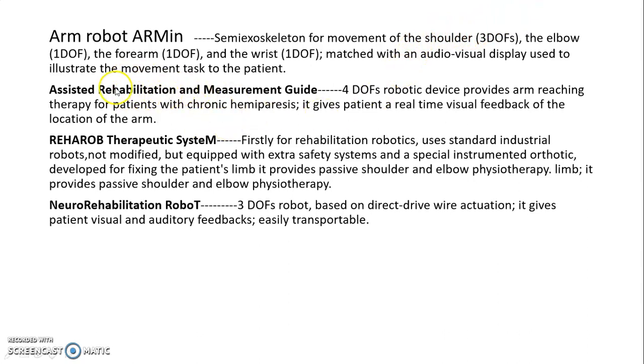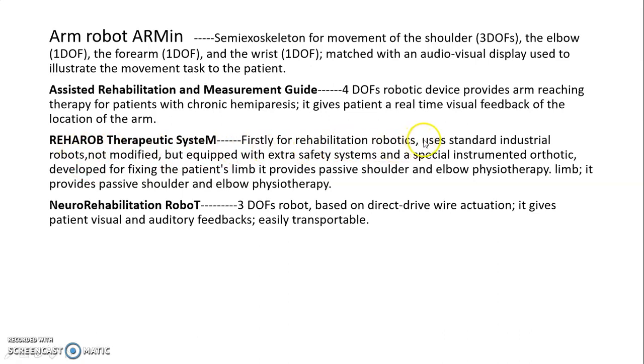The other one is the assisted rehabilitation and measurement guide. It is also used for goniometric measurement. We can measure the kinematics also. It is very useful for feedback. It has 4 degrees of freedom, and the robotic device provides arm reaching therapy for patients with chronic hemiparesis. It gives the patient real time visual feedback of the location of the arm. So patients who are lacking proprioception and have chronic hemiparesis can use this assisted rehabilitation and measurement guide very usefully.